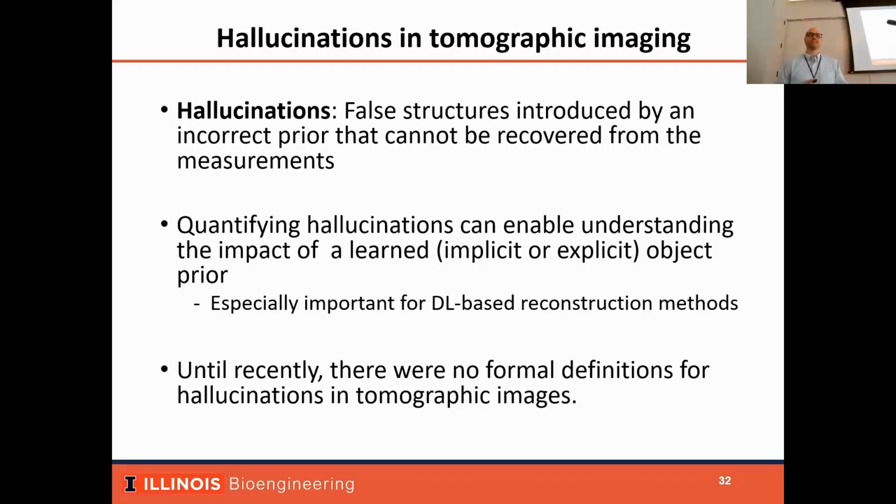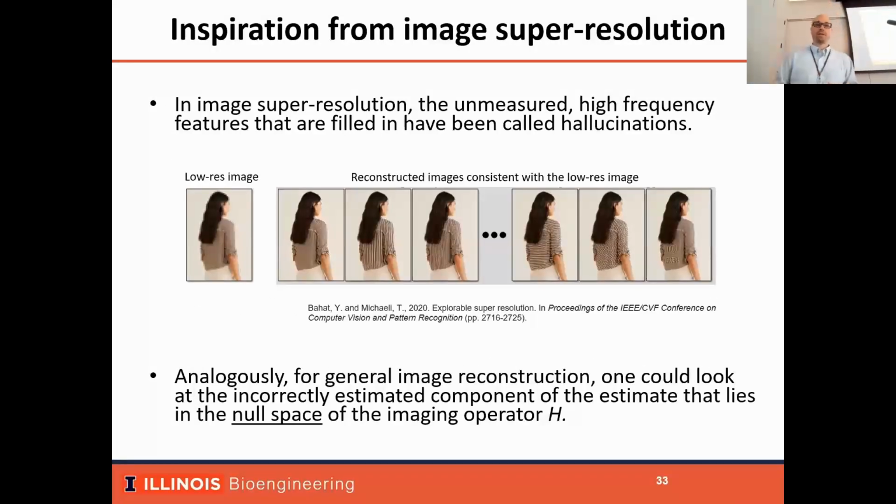These false structures are generally referred to in the community as hallucinations. And hallucinations are different than other artifacts in the sense that we generally refer to hallucinations as artifacts introduced by an incorrect prior that the reconstruction method has used. And until recently, although the word hallucinations was being thrown around all over the place, there were really no formal definitions for what hallucinations are within the context of this type of problem. For the single image super resolution problem, the word hallucination has been in the literature for probably 15 years, maybe close to 20 years. It's a well-known phenomenon.